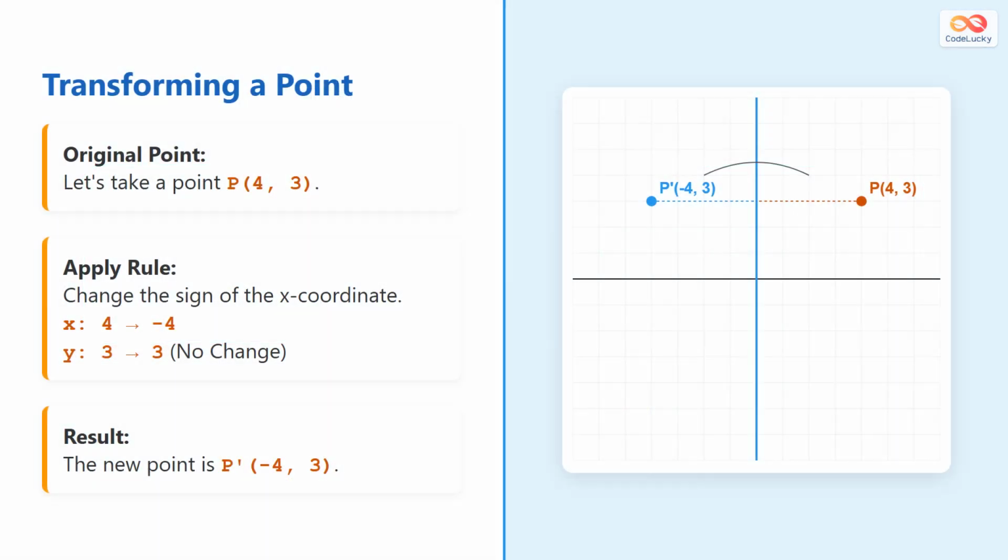Let's try this with an example. Suppose we have a point P at coordinates (4, 3). To reflect it over the y-axis, we take the x value, which is 4, and make it negative 4. The y value of 3 remains unchanged. Our new point, P prime, is at (-4, 3).